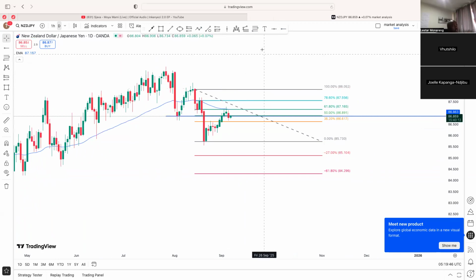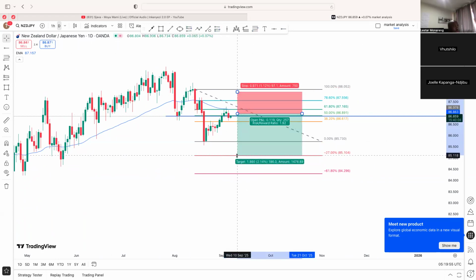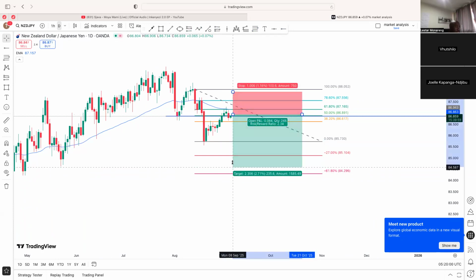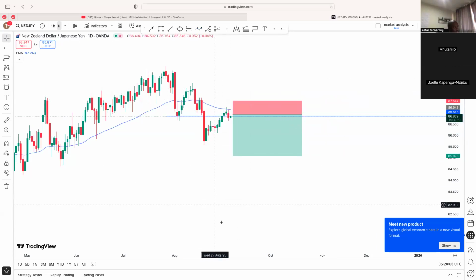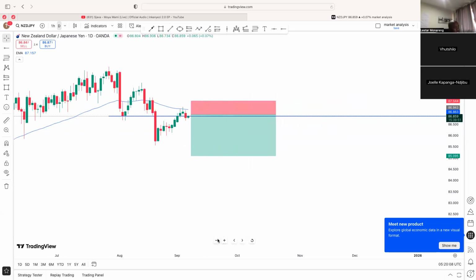There is nothing more to look for. If we are going to enter from here, there is nothing more to look for. We are going to have our first TP here, our second TP right there. That's what we're looking for on NZDJPY. That's it.